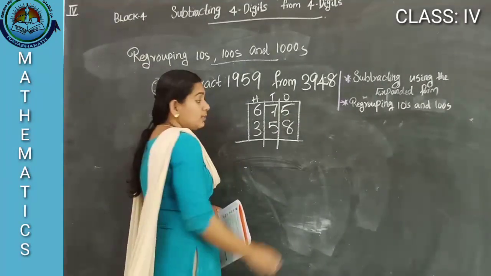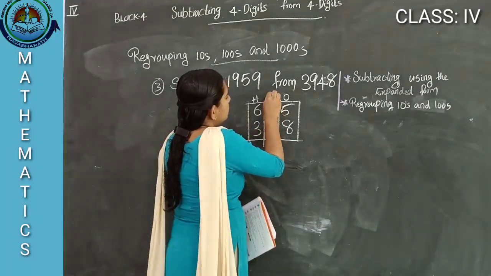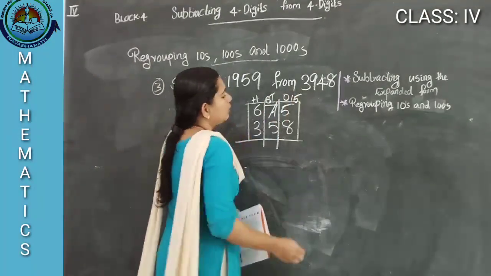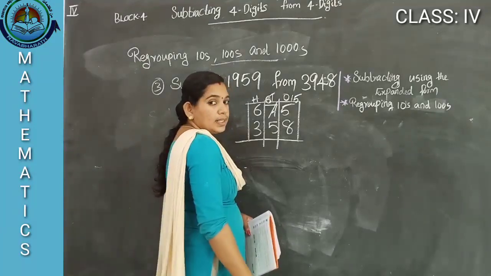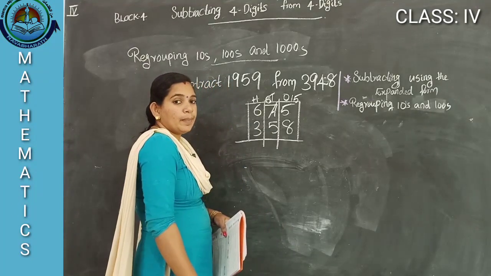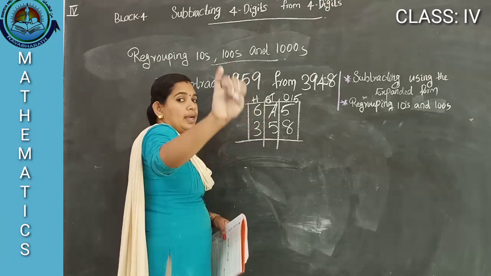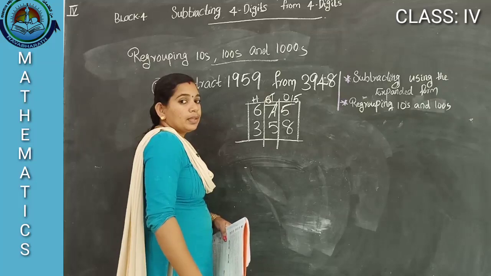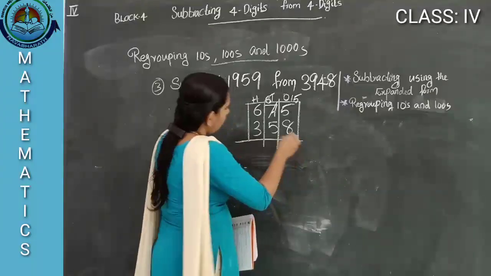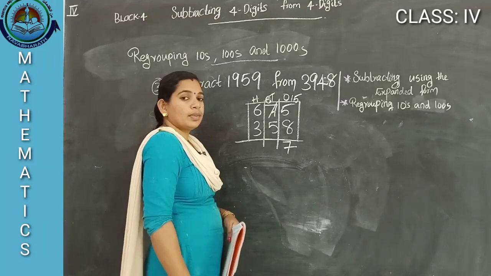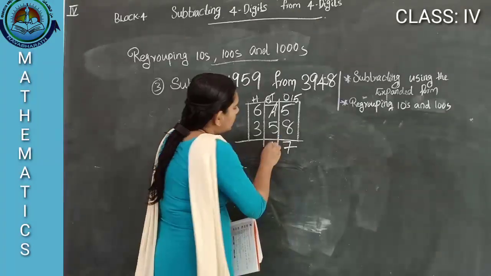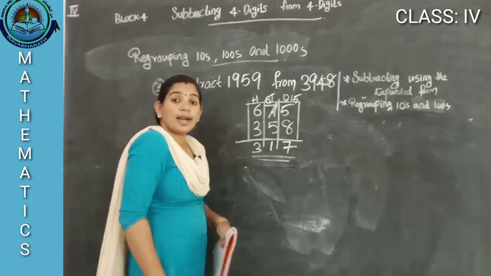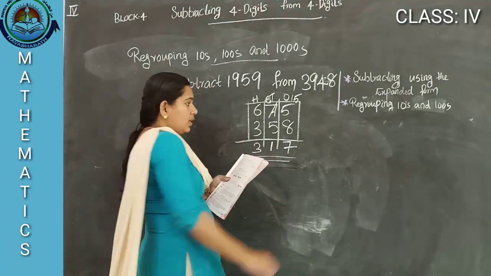5 minus 8 is not possible. We are taking 1 from here. This becomes 6. Sorry, this becomes 6. This 5 becomes 15. 15 minus 8 is 9, 10, 11, 12, 13, 14, 15. Yes, 7. Then 6 minus 5. Good. 1. 6 minus 3, 3. What is the answer? 370.